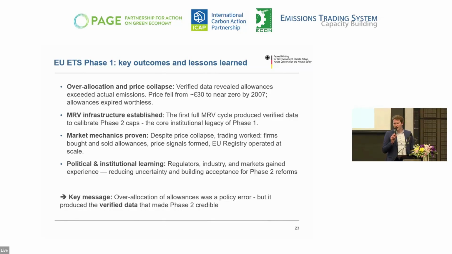It also proved that the market mechanics worked. Firms were buying and selling allowances. A price signal was forming despite the over-allocation. And the EU registry operated at scale, so it was testing and getting experience for the institutions. Political and institutional learning took place: all institutions involved, the regulator, the industry, and also markets gained first-hand experience of how the system worked, which in the process reduced uncertainty and helped to build acceptance for the reforms that followed.